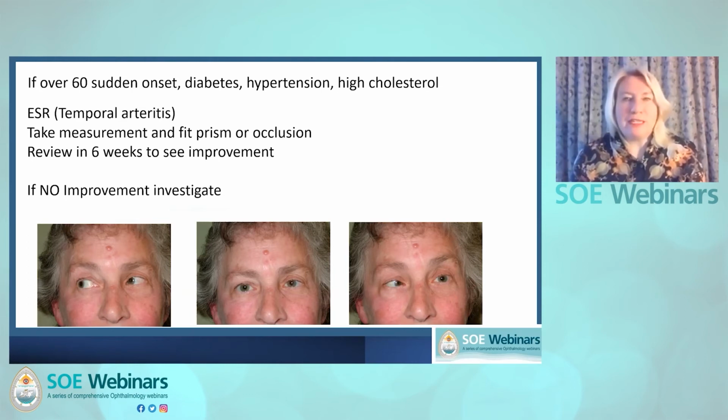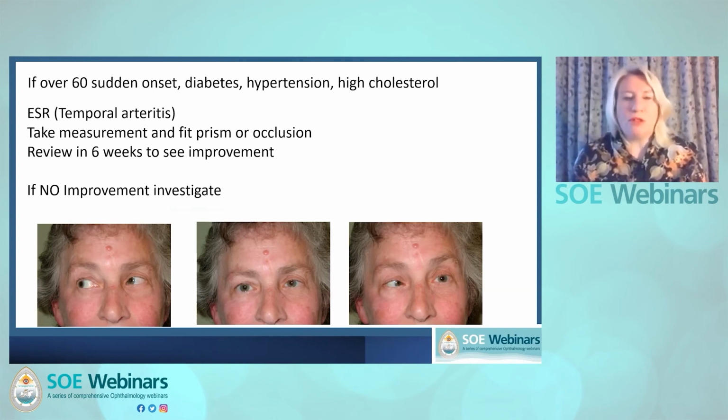She was over 60. And so we thought we wouldn't actively investigate her. We sent her back to her hypertensive physician to say that she may need some help with that. And we did an ESR to think about temporal arteritis, but that was negative. We fitted her with prisms and we saw her in 6 weeks.